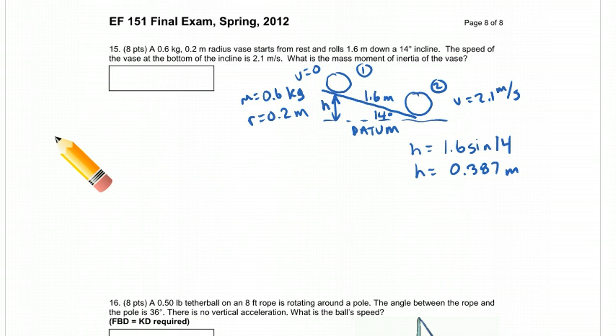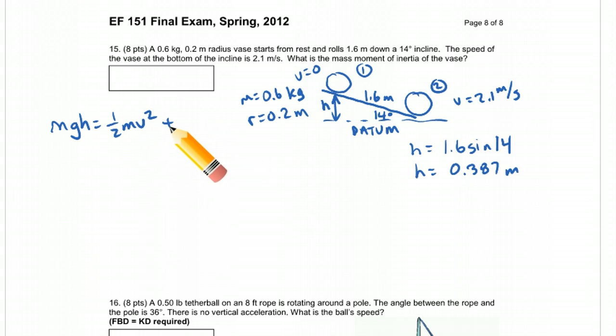So I'll write it in general terms first. And the key concept we want here: it starts from rest, so no kinetic energy initially. And the key concept here is we have two types of kinetic energy. Translational, 1/2 mv squared, and rotational, 1/2 I omega squared. So there's I. That's what we're solving for.